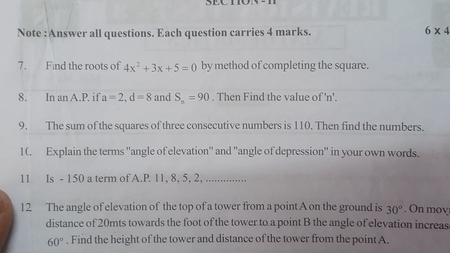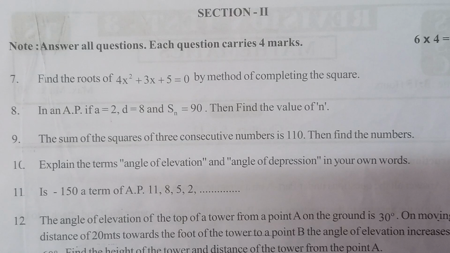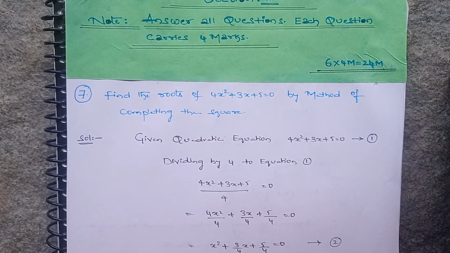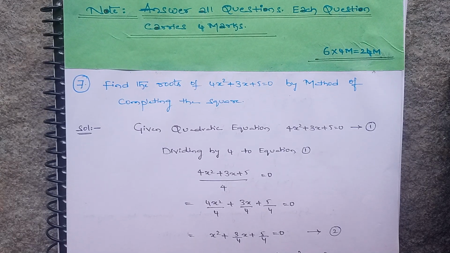First one, find the roots of 4x square plus 3x plus 5 equal to 0 by method of completing the square. Let's start. So section 2, 4 marks question. Find the roots of 4x square plus 3x plus 5 equal to 0 by method of completing the square. First take down the quadratic equation: 4x square plus 3x plus 5 equal to 0.